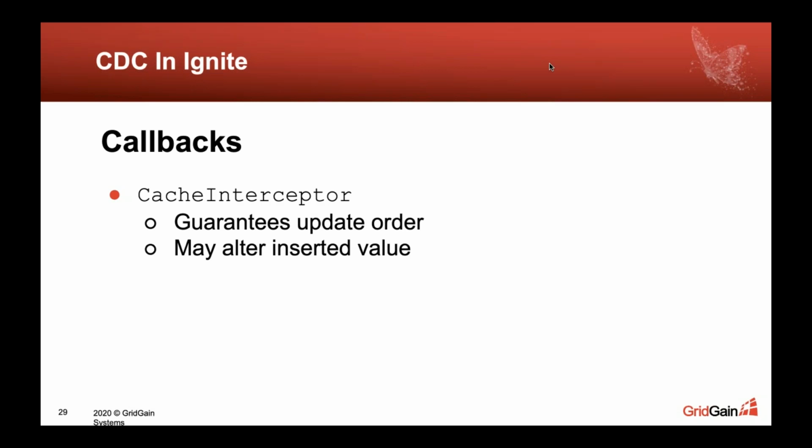So using the cache interceptor, as in my previous example, you may encrypt and decrypt the values that are stored into the Ignite cache. But again, you need to remember that it's synchronous, so it may affect performance. And since it's executed in a critical section of the key lock, during the time the interceptor is executed, all other updates on this key will be blocked.